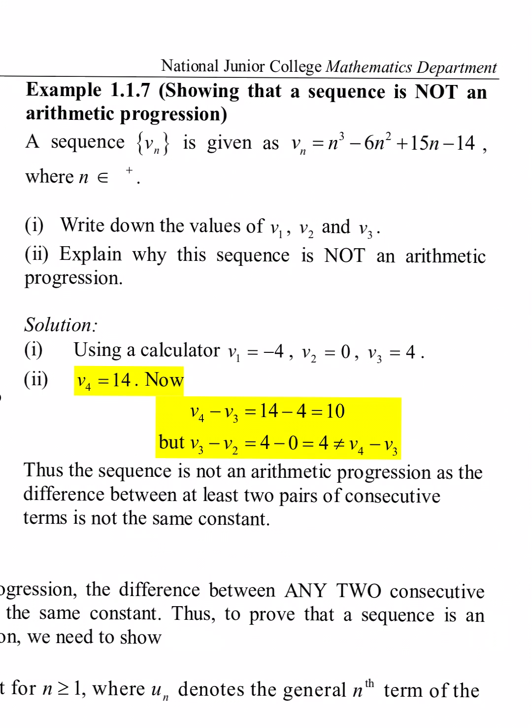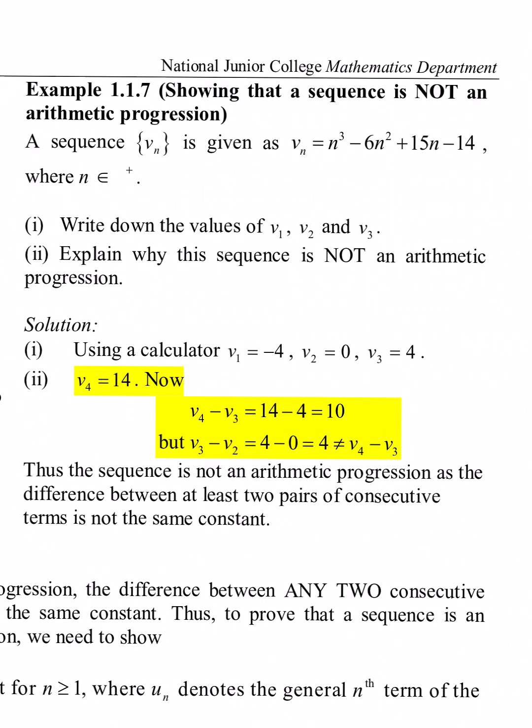Earlier on in the previous example, we learned how to show that a sequence is an AP by showing the difference between two consecutive terms. Any two consecutive terms is equal to a constant. So if we want to show that a sequence is not an AP, we only need to find a counterexample.